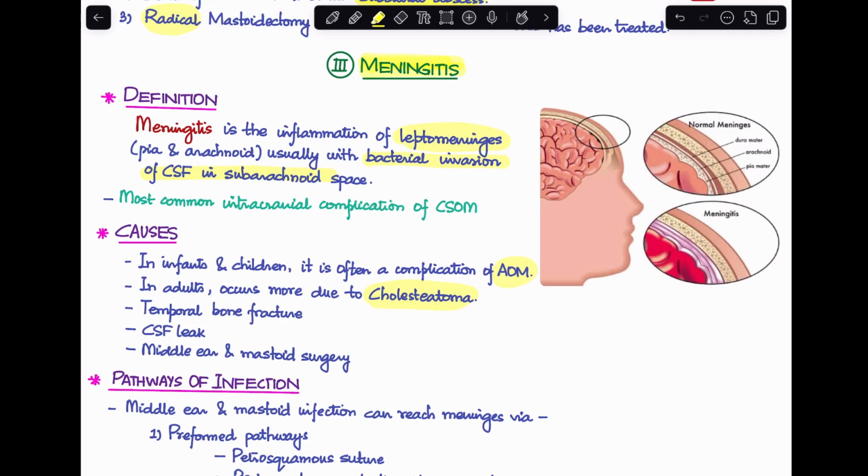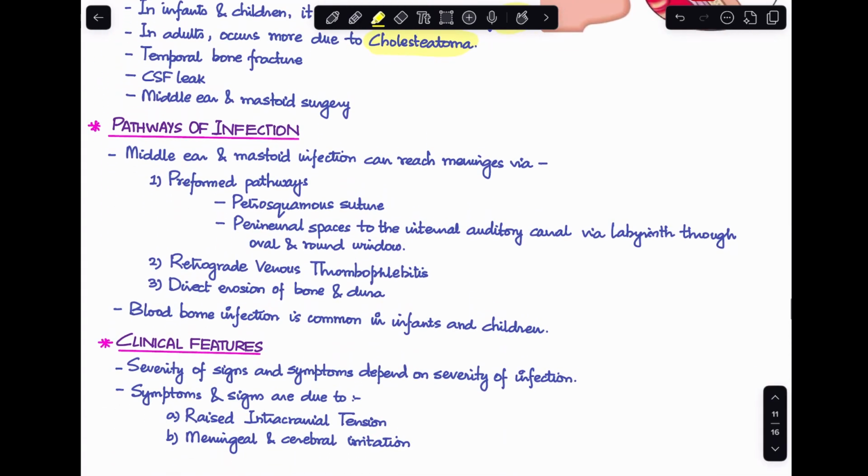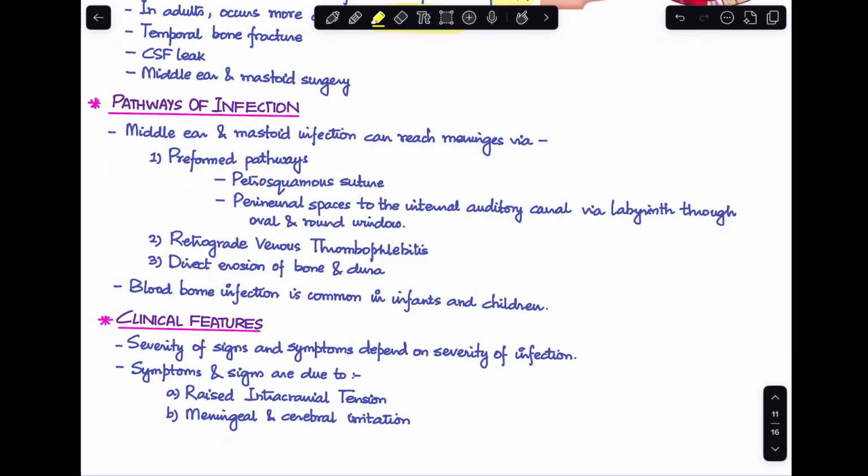Now, how does this infection spread? What are the routes of spread of infection over here? First of all is the presence of preformed pathways. This is something we already discussed in part 1 of our video, where we talked about all the different routes of spread of infection in case of development of complications.